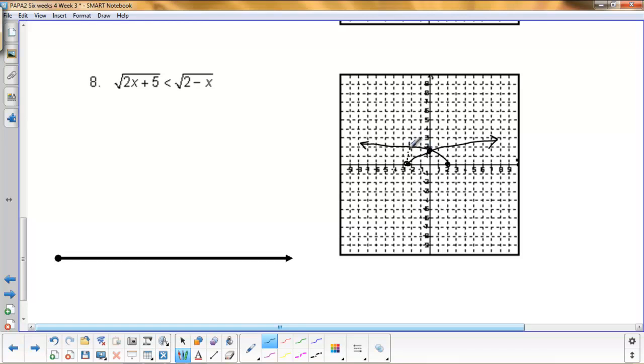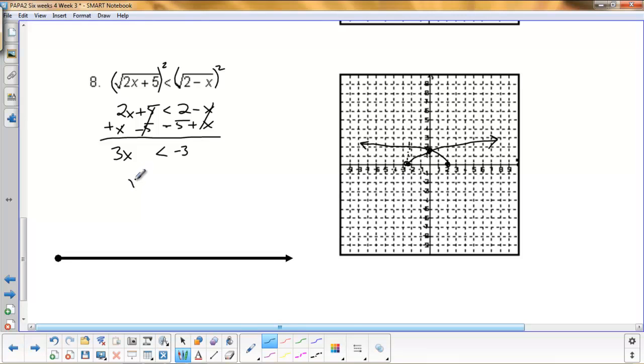So we are looking for the distance from here to here, and we're going to represent that in interval notation, both on a number line. The way that we'll be doing that is by squaring both sides of the equation, here, and solving for x. 2x plus 5 is less than 2 minus x. Add my x's, subtract my 5, I get 3x less than negative 3, the 3s cancel. So that means x is less than negative 1.